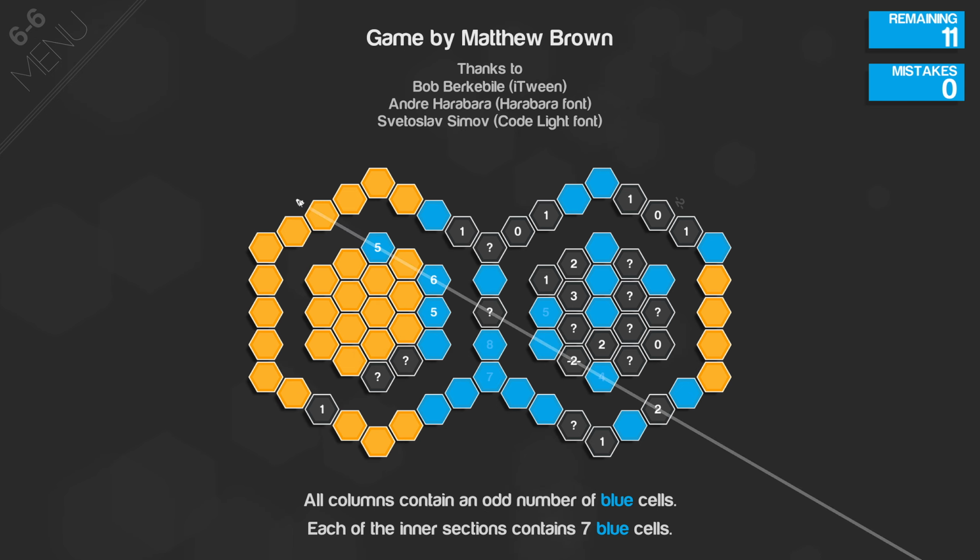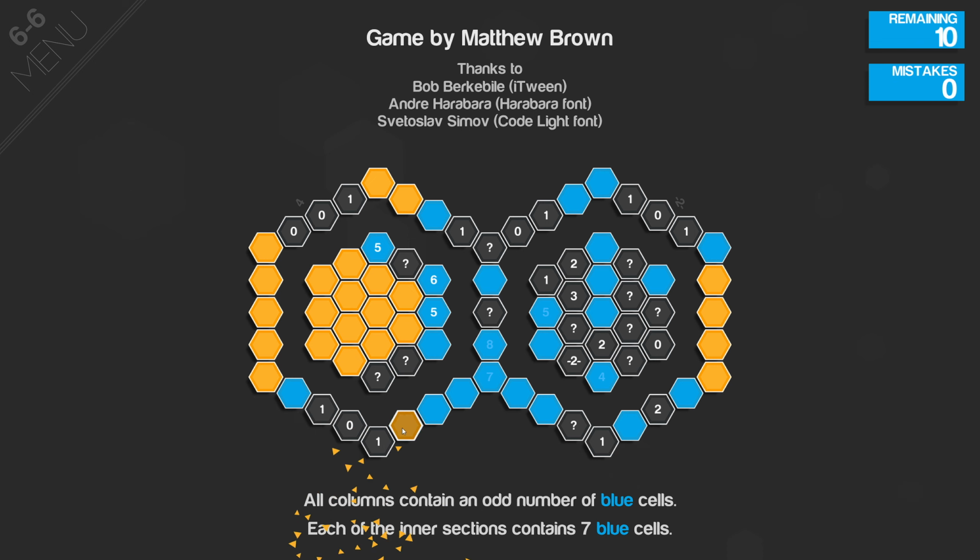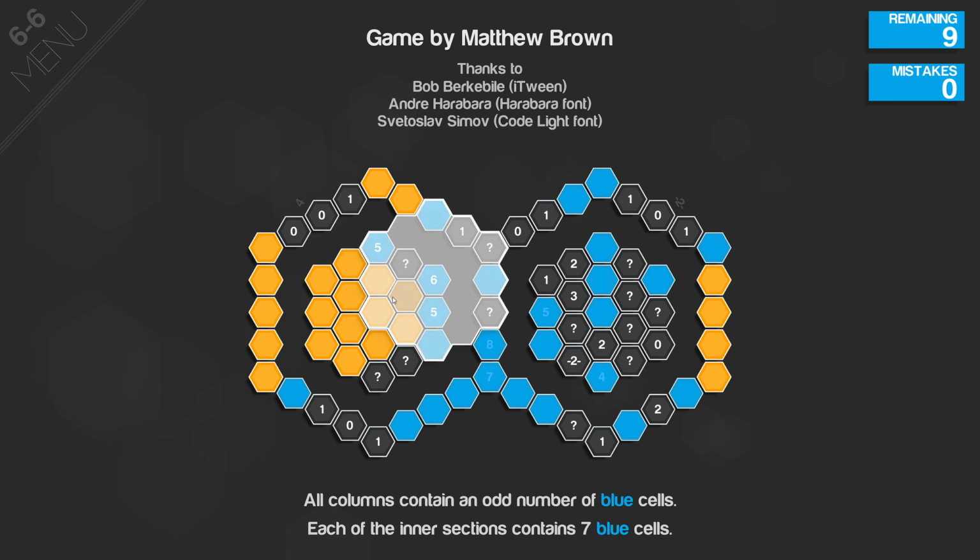Then the 4 has 1, 2, 3, 4 running through it. We can eliminate these. The 0 solves for itself. This 0 is in a column that needs an odd number, which will be that one, eliminating this one. 0 solves for itself. Now, this 6 has 1, 2, 3, 4, 5. We need 1 of these.